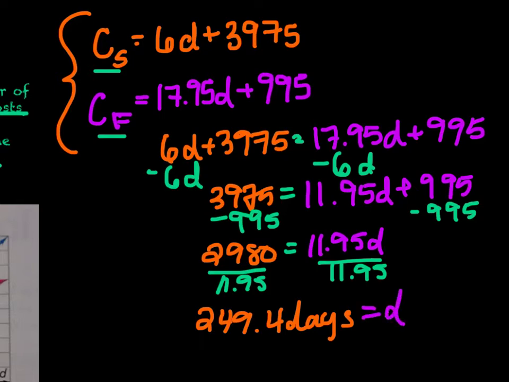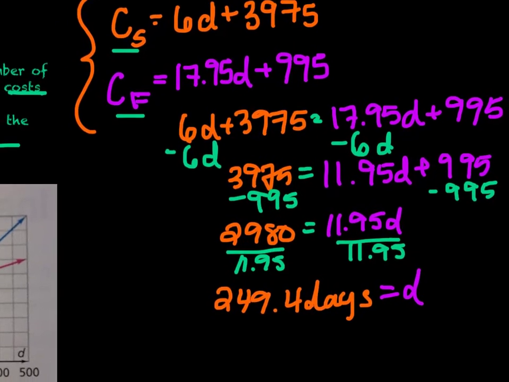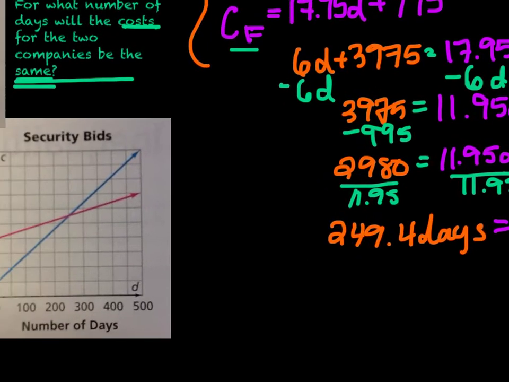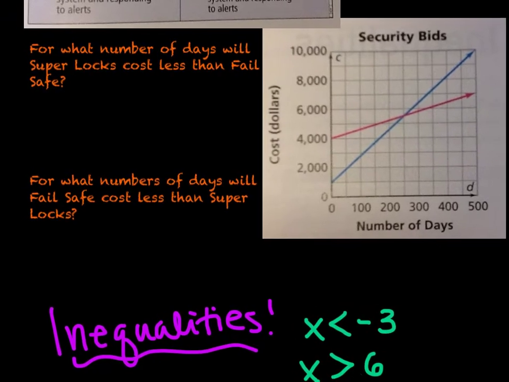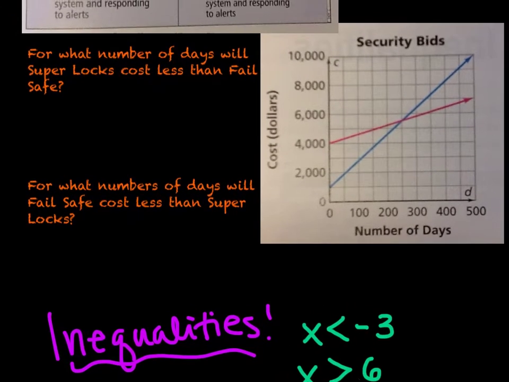for D. We can also figure out the cost by just putting this amount into one of those two equations, but let's look at this graph really quick. We can see at about 250 or 249 days, oops, dropped my stuff. At about 249 days, we can see that these two lines cross in the same place. And then we can also see that it occurs at about $5,500. So that's kind of nice. We can see that information.